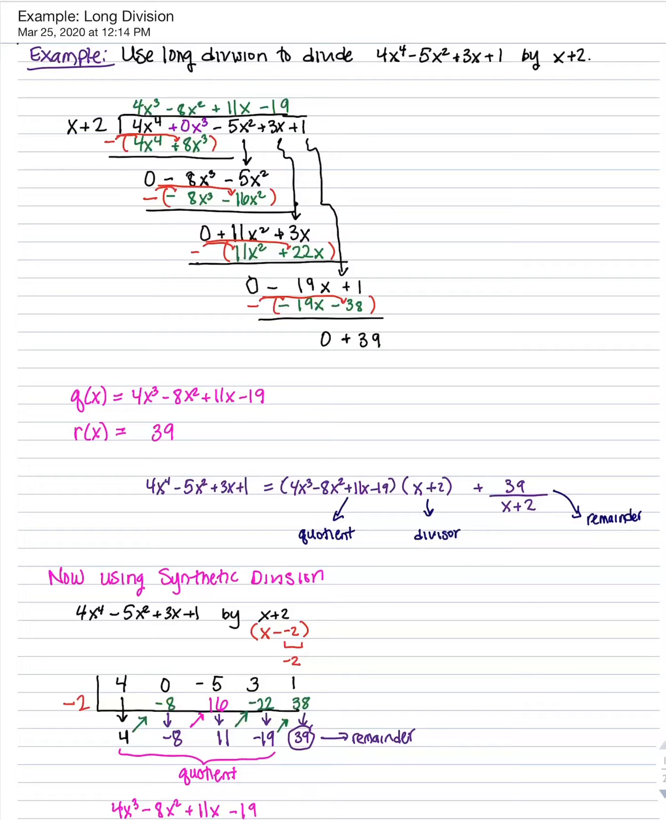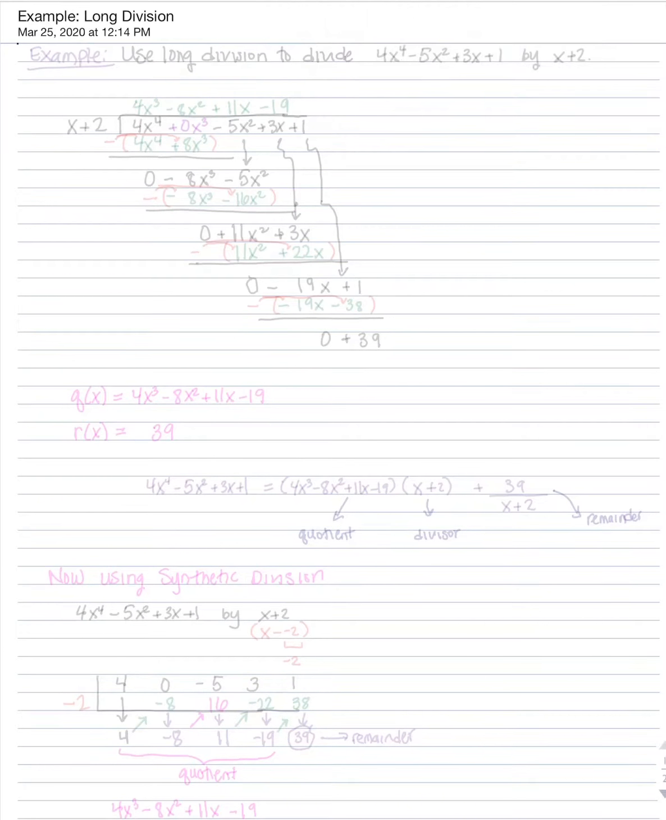In this example, we will illustrate how to do long division. We are going to divide the polynomial 4x to the fourth minus 5x squared plus 3x plus 1 by the polynomial x plus 2. So we set up our long division. We have x plus 2, that's our divisor.